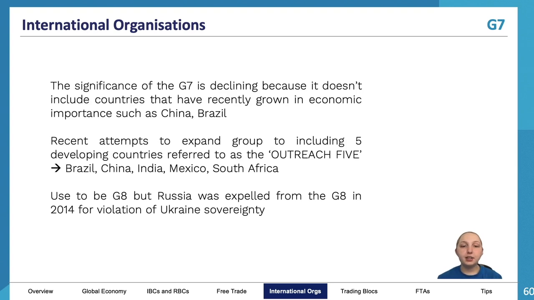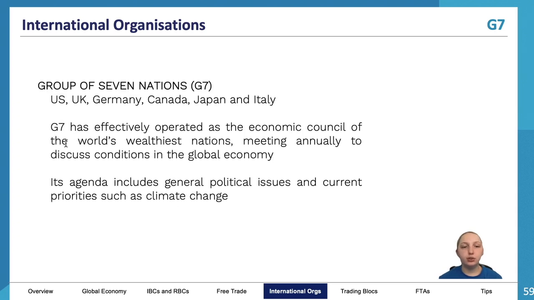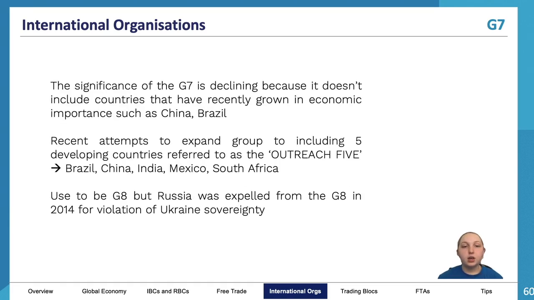So the significance of the G7 is declining because it doesn't include countries that have grown in economic importance, such as China and Brazil. It actually only includes, you'll see here, countries that were traditionally seen as the big powerhouses of the economy. So the G7 is declining for that particular reason in importance.